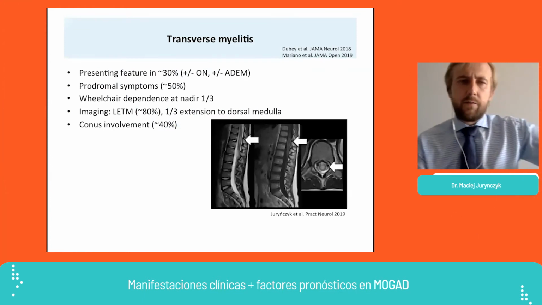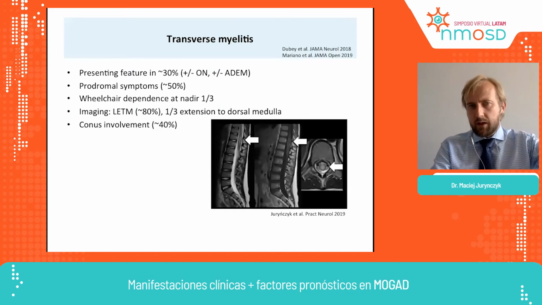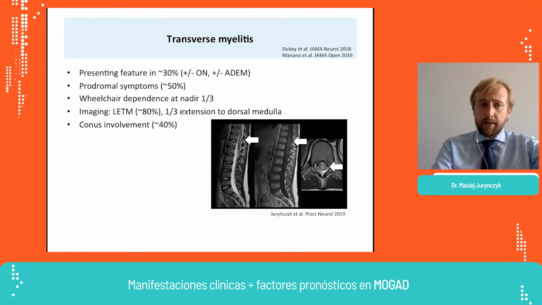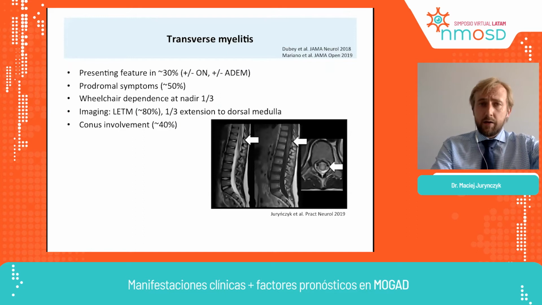Transverse myelitis is a presenting feature in around 30% of MOGAD patients. It can occur in isolation or is associated with optic neuritis or with ADEM. It might be preceded with prodromal symptoms in about half of patients. These might include malaise or low-grade fever. Clinically, it presents as acute flaccid myelitis with weakness, neurogenic bladder, and around 1/3 of patients will be wheelchair dependent at nadir of the attack, which is quite similar to what we observed in aquaporin-4 antibody disease in the acute phase of the transverse myelitis.